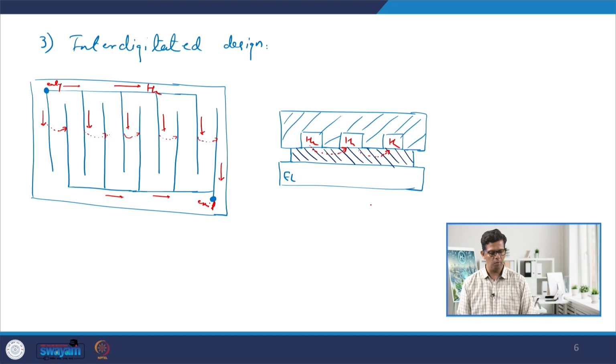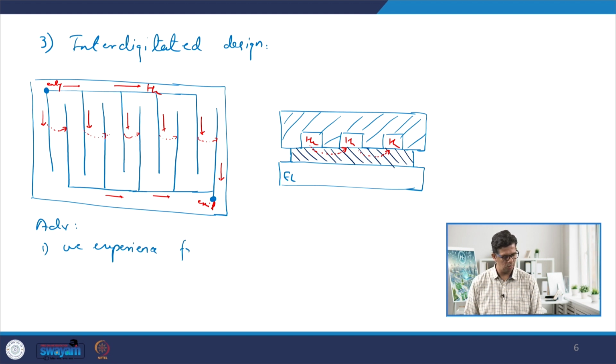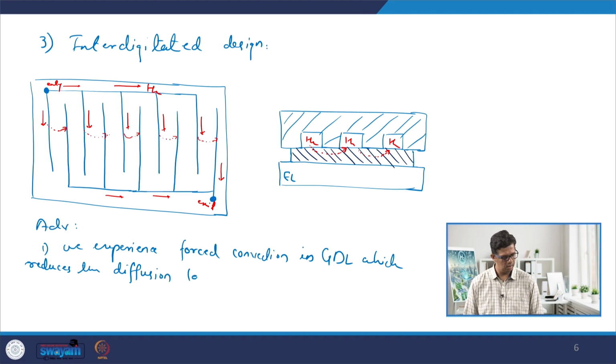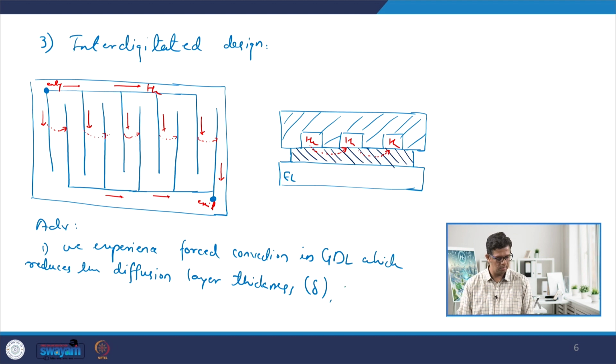So there is a convective flow of hydrogen or the other species of interest through this diffusion layer, and that is what makes this design very special. Let's write quickly what the advantages are. The first one is we experience forced convection in the GDL, which reduces the diffusion layer thickness. We have discussed this before. This is denoted by delta. So as our delta decreases, what happens? That leads to an increase in the limiting current density.